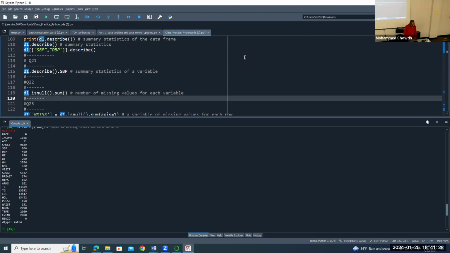If I run line number 119, I find that race has 0 missing, income has 1158 missing, and smoking has 9889 missing. The highest missing is occurring corresponding to LDL, which stands for low density lipoprotein. HDL and LDL. LDL stands for low density lipoprotein. HDL stands for high density lipoprotein. Okay.